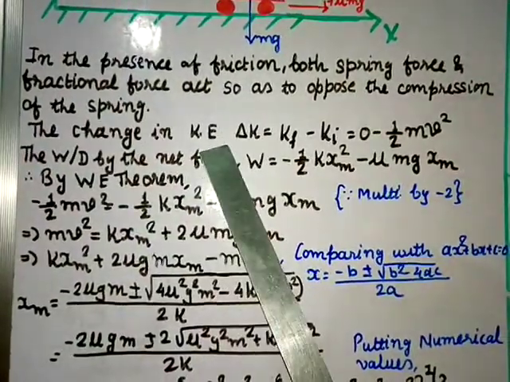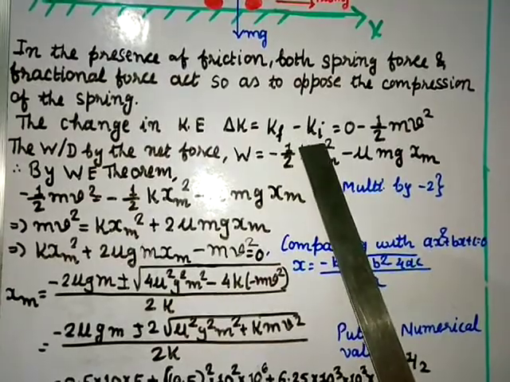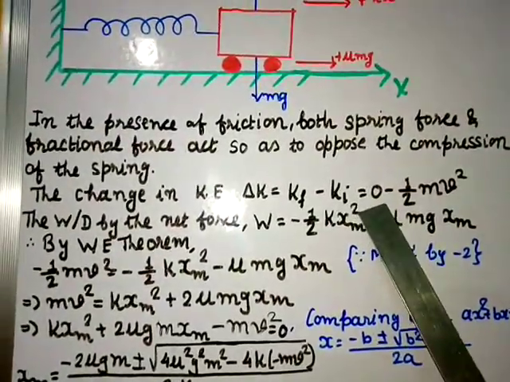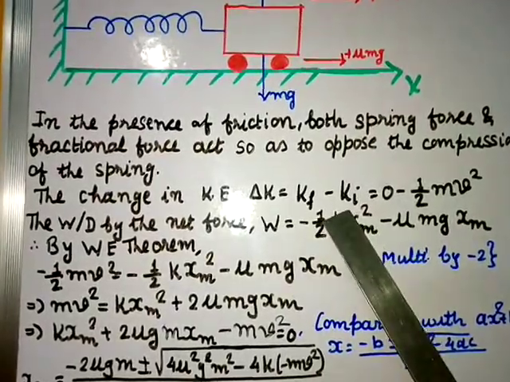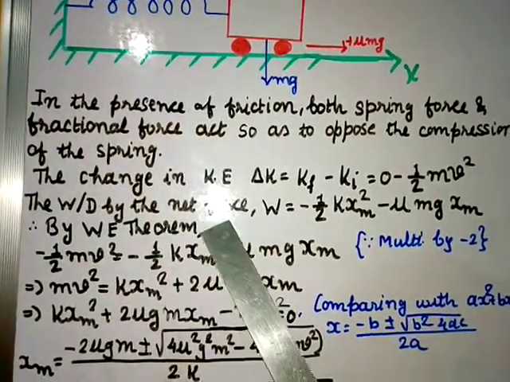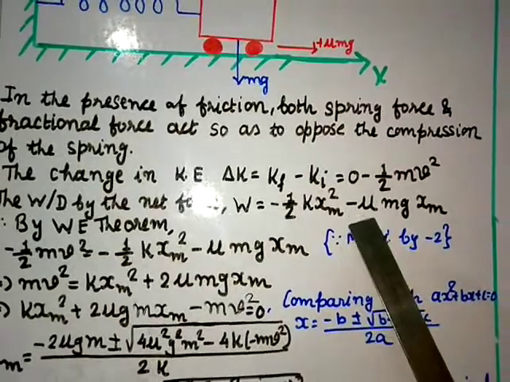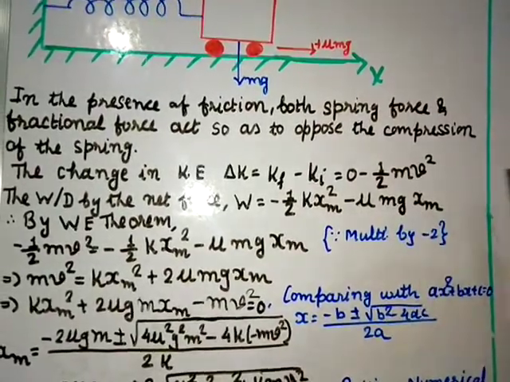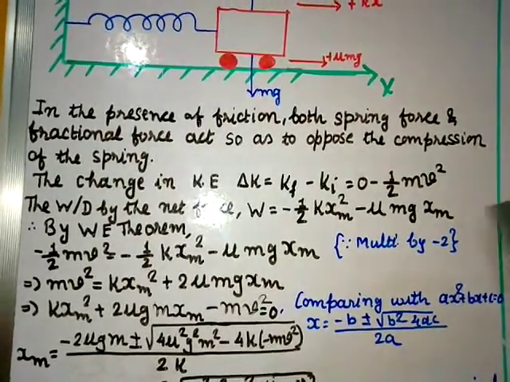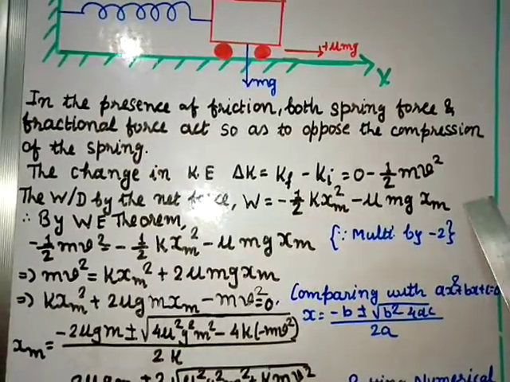The change in kinetic energy, delta K, is equal to the final kinetic energy minus the initial kinetic energy, Kf minus Ki. The final kinetic energy is 0, minus the initial, which is 1/2 mv². The work done by the net force, W, equals minus 1/2 k Xm² minus mu mg Xm. Now by the work-energy theorem, the change in kinetic energy equals the work done. So equating both these equations, the change in kinetic energy and the work done by the net force.